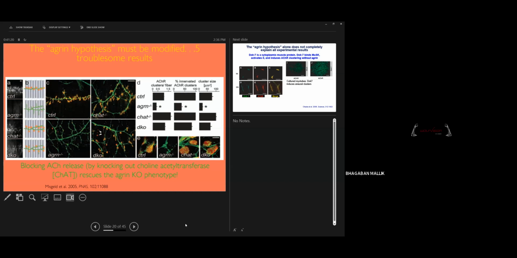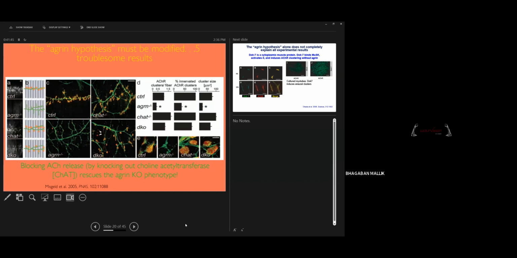Yeah, so that's what I want to say in the slide. As I mentioned, there is always an exception. In some cases, in the zebrafish model, it has been shown that agrin is not required for clustering of the acetylcholine receptor. But in an earlier slide, I talked about how in the mouse NMJ, you require agrin first for the clustering of the receptor.